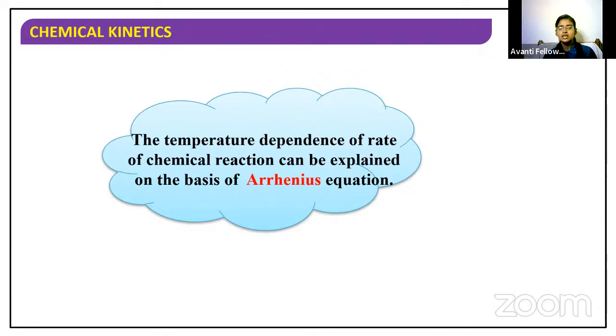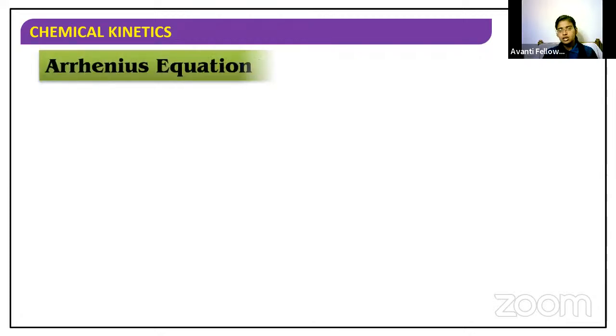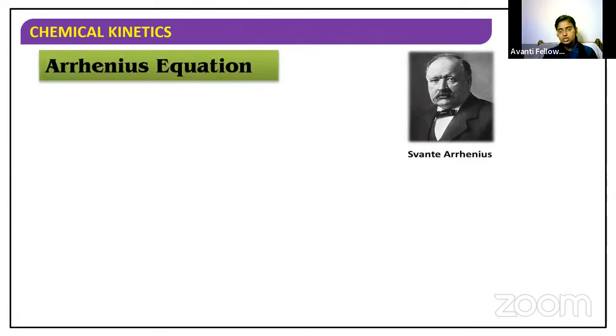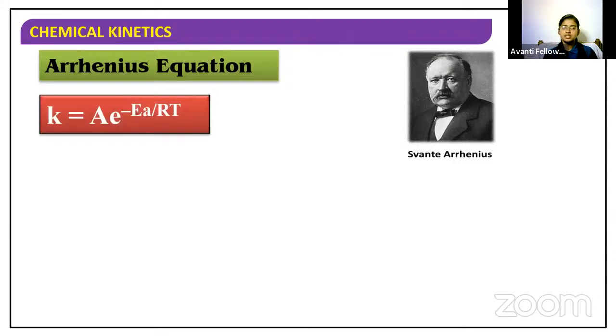The temperature dependence of rate of a chemical reaction can be explained on the basis of the Arrhenius equation. So we are using this to understand the temperature dependence of the rate of a chemical reaction, which is very, very important. Now the Arrhenius equation is, by Svante Arrhenius, k = A e^(-Ea/RT).